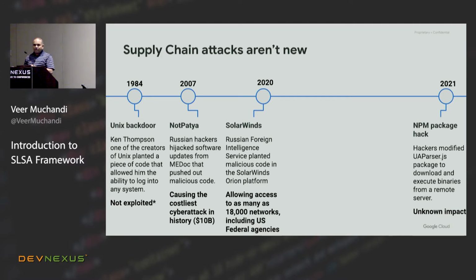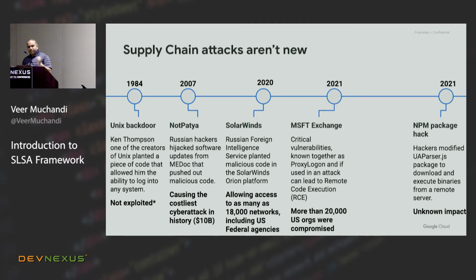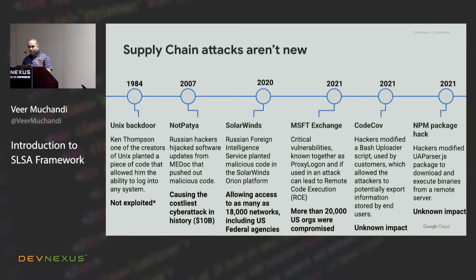2020, this was the big one. Russian attack, while we were all going through the COVID, right? 18,000 networks, including US federal networks, were attacked. And after that, 2021, during the last year, there were so many different kinds of attacks that were big ones, right? These were all the ones that made news.